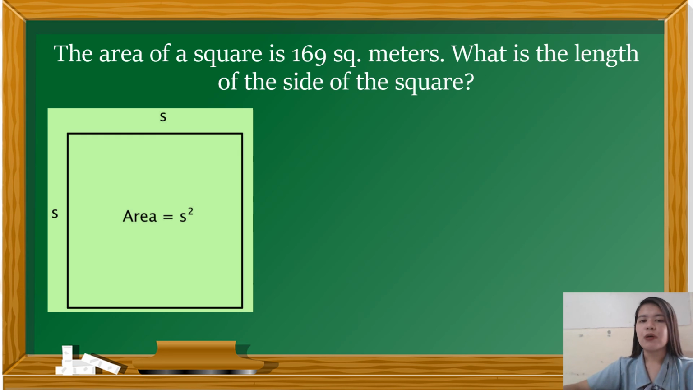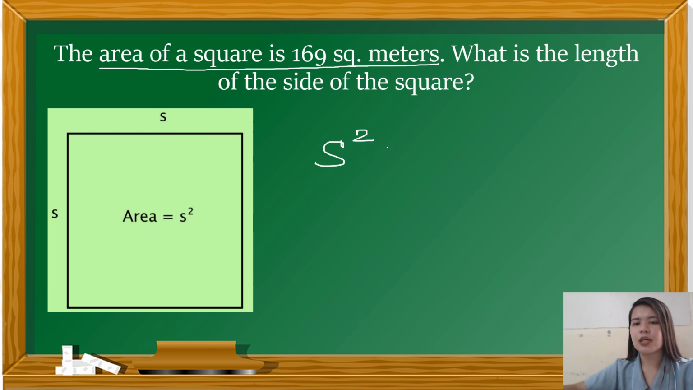And we all know na ang side ng square ay equal sa isa't isa. Pare-parehas ang kanilang length. And for the area, we have S squared for our formula. Area is equal to S squared. So based on the problem, the area of the square is 169 square meters, meaning the S squared is equal to 169. As you can see, this is a quadratic equation which can be solved by extracting the square root.